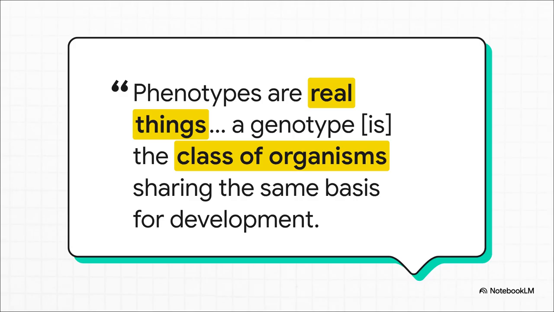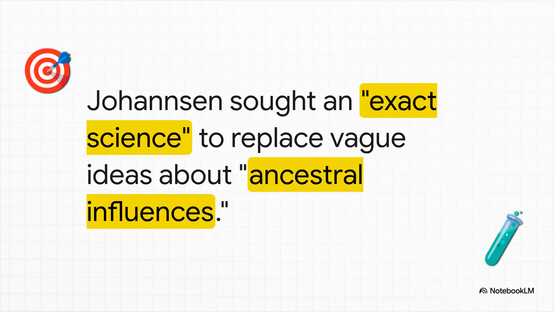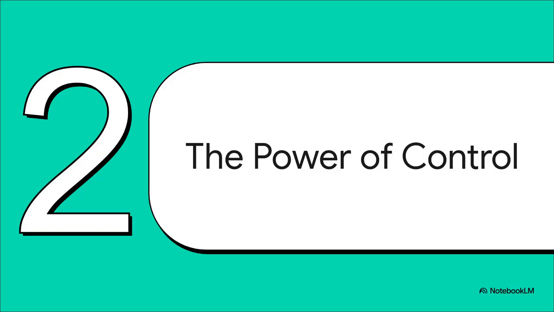And you can see it right here in his own words. He says, phenotypes are real things. You can see them, you can measure them. But the genotype? That was a concept. It was his intellectual tool for grouping his beings together to make the science work. It was an abstraction. So his whole project, his whole reason for inventing these terms was to get rid of the messiness. He wanted to escape the unpredictable chaos of nature and build a system where he could get predictable results every single time. And to do that, he needed one thing above all else. He needed the power of control.